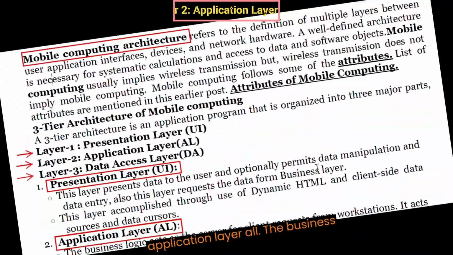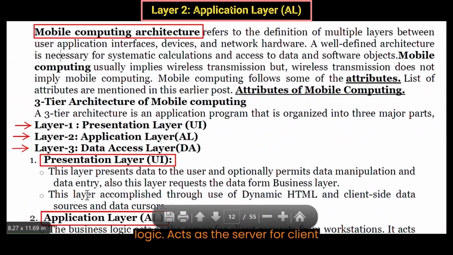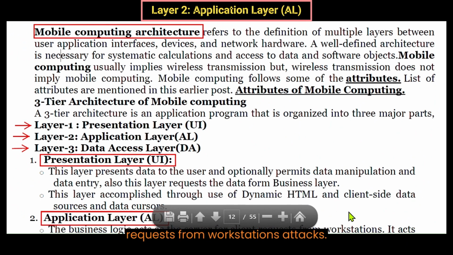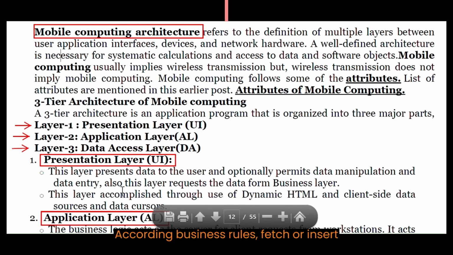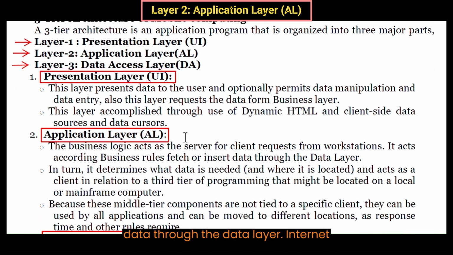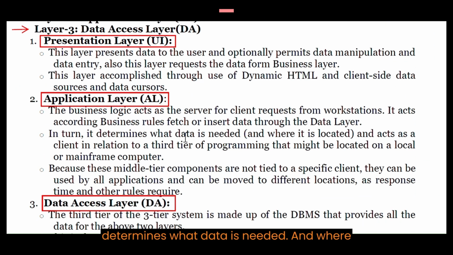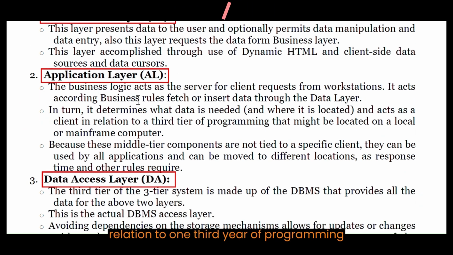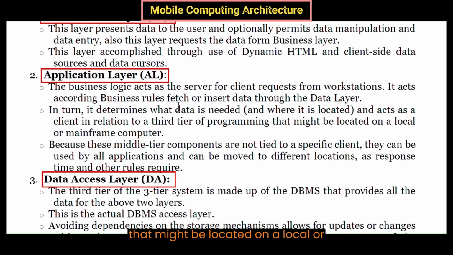Layer 2, application layer. This holds the business logic. It accesses the server for client requests from workstations, and according to business rules, fetches or inserts data through the data layer. It determines what data is needed and where it is located, and acts as a client in relation to the third layer of programming that might be located on a local or mainframe computer.